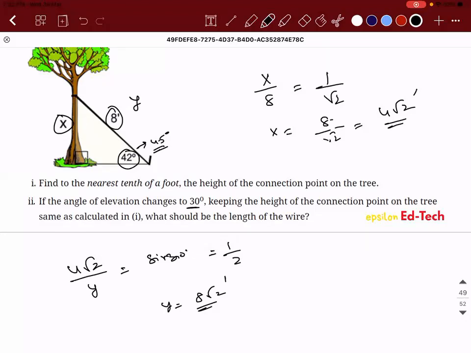I didn't get your question. There is a lot of jarring sound. What did you ask? Sir, since they have given to the nearest tenth of a foot, I thought that we have to take the nearest value of the complete number. Nearest tenth of the foot it's given. No, the height of the connection point on the tree, that is what they're asking. Okay, sir. Why put nearest tenth of the foot? That is only given to confuse you. Okay, sir.